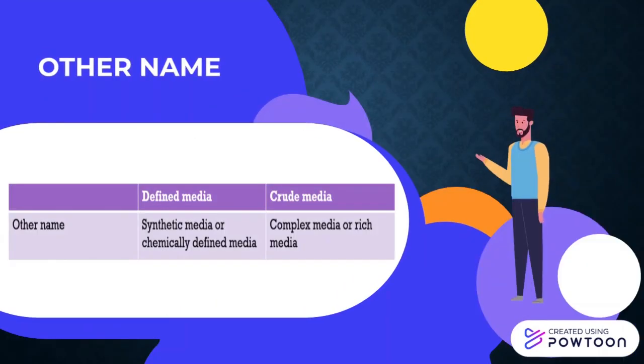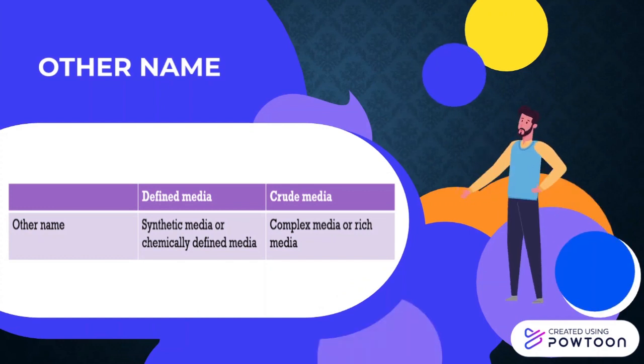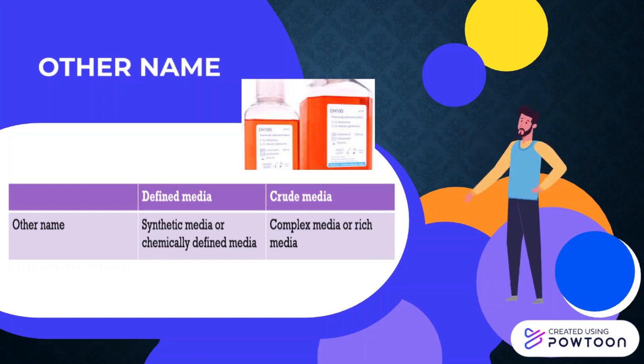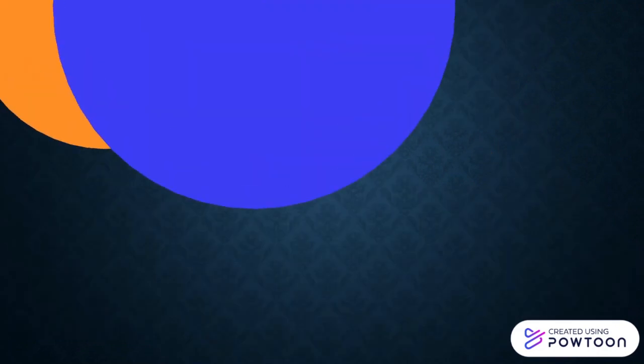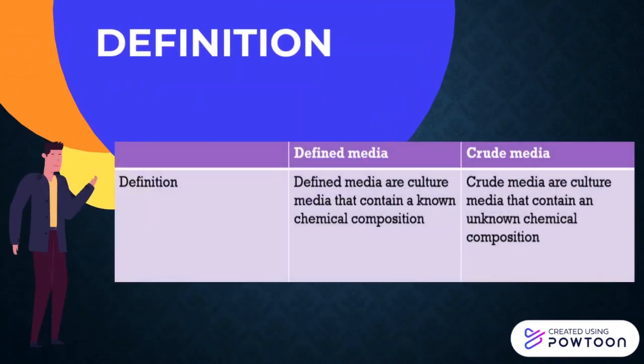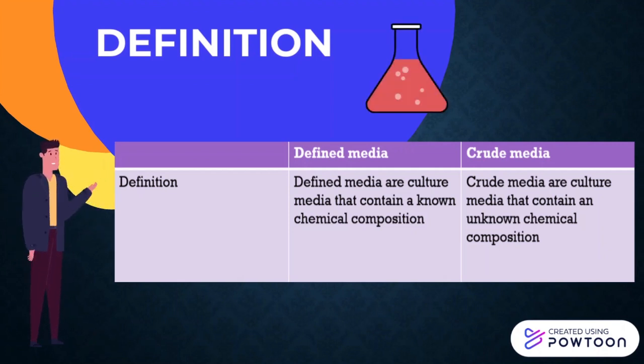Here we look at defined media versus crude media. Defined media, also known as synthetic media or chemically defined media, whereas crude media is also known as complex media or rich media. Defined media are culture media that contain a known chemical composition, whereas crude media are culture media that contain an unknown chemical composition.